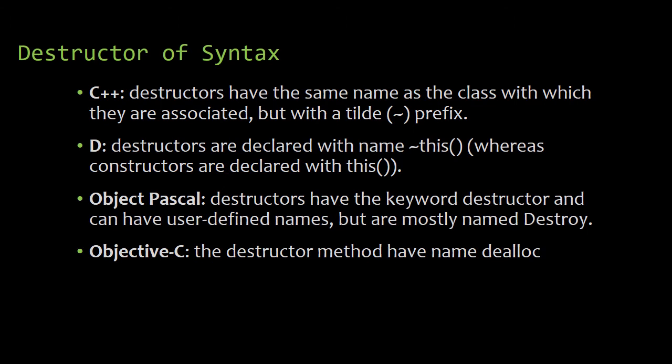Destructor syntax. C++ destructors have the same name as the class with which they are associated but with the tilde prefix. Destructors are declared with the name of the class prefixed by a tilde. In other languages, destructors have the keyword destructor and can have user-defined names, but are mostly named destroy.